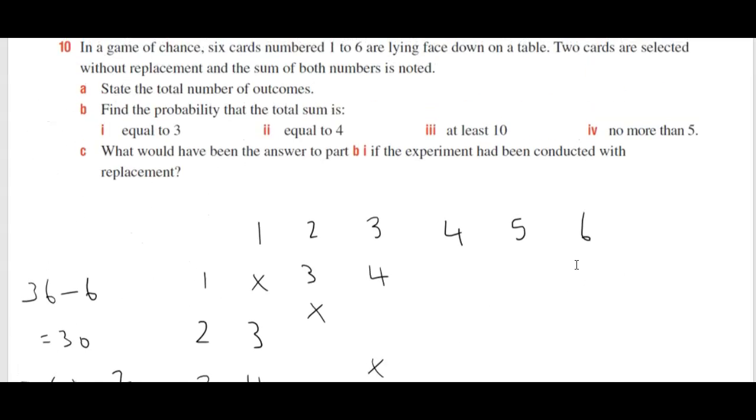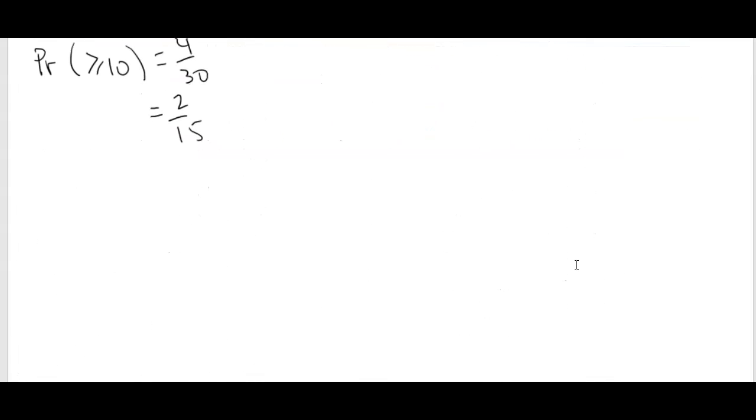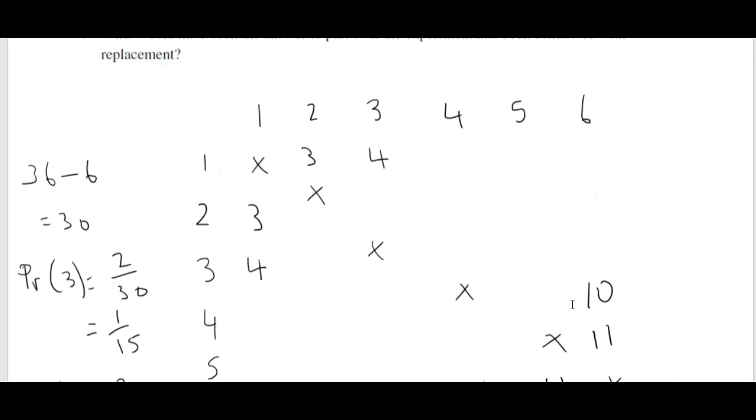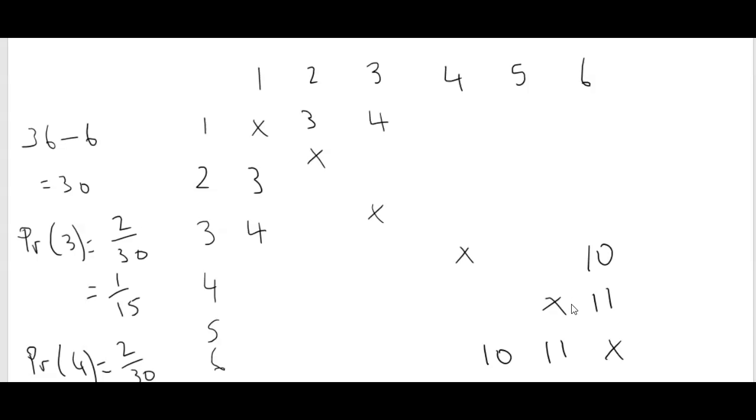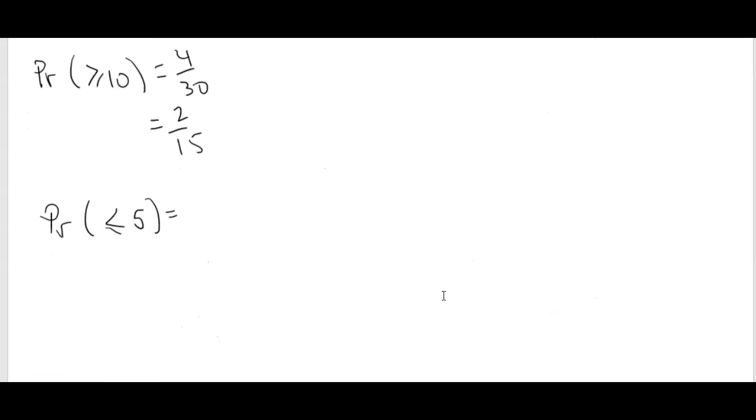And what's the last one? No more than 5. So no more than 5 means we want less than or equal to 5, and so we include the 5s. So we want 5, 5, 5, and 5. My table's not the neatest, so it's a bit hard. 1, 2, 3, 4, 5, 6, 7, 8. So 8 out of 30, which simplifies to 4 over 15.